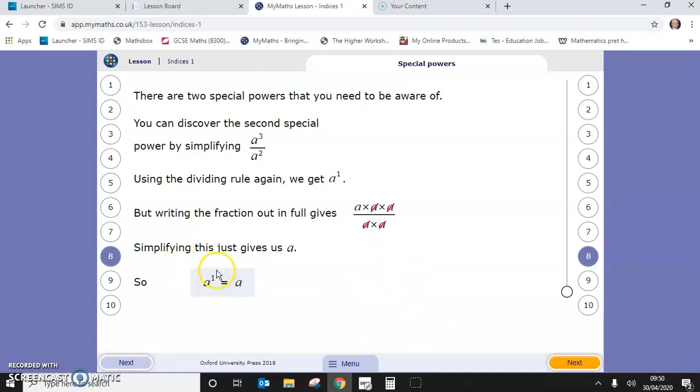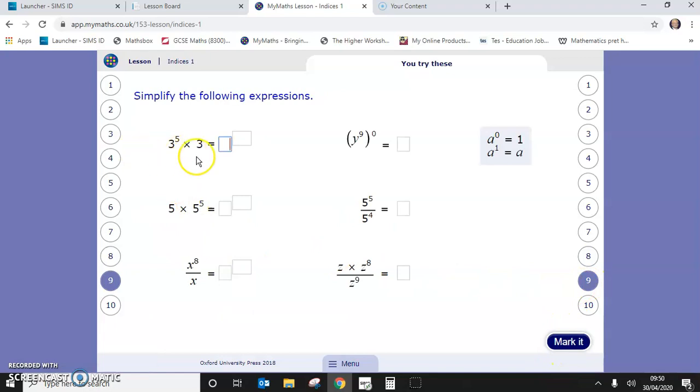Now with writing a 1 in front of the letter, I don't need to put 1 as a power because it is just itself. So a to the power of 1 would just be a. I don't need to write to the power of 1. It isn't wrong by writing to the power of 1, but I don't need to do it. So let's give that a go.